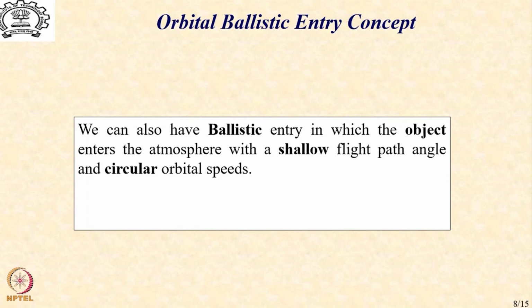In such cases, the entry is typically close to orbital velocities, which we have seen can be of the order of 8,000 to 11,000 meters per second. Whereas in the steep ballistic trajectory, we make the entry with a smaller velocity of the order of about 4 to 5,000 meters per second, as we have seen in the example.